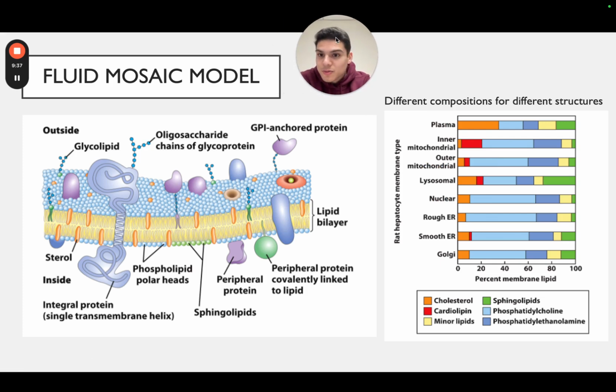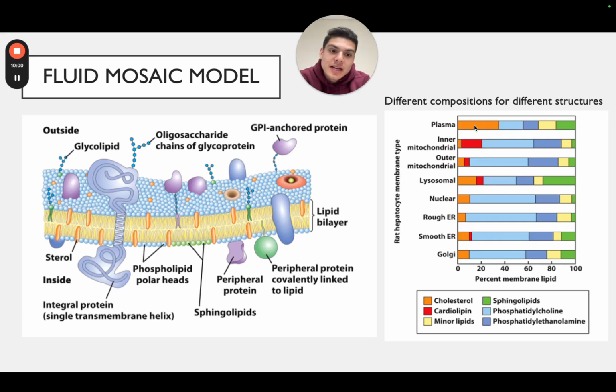And then talking about the fluid mosaic model, basically a lot of different kinds of proteins, channels, glycoproteins, all this stuff, signaling, transport. There's a bunch of them in here, and they're integrated randomly throughout the membrane. It looks like a fluid mosaic, like Van Gogh's Starry Night. I think that's what I always think of when I hear fluid mosaic. But anyways, that's a little side tangent. But yeah, so different compositions for different structures.